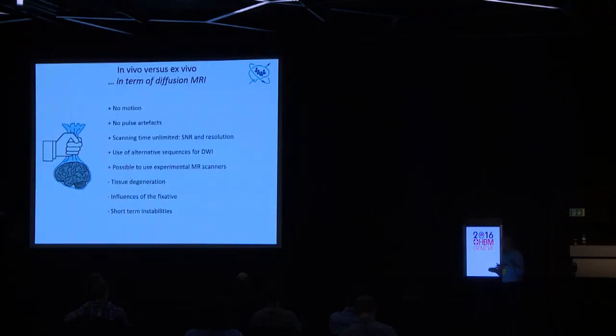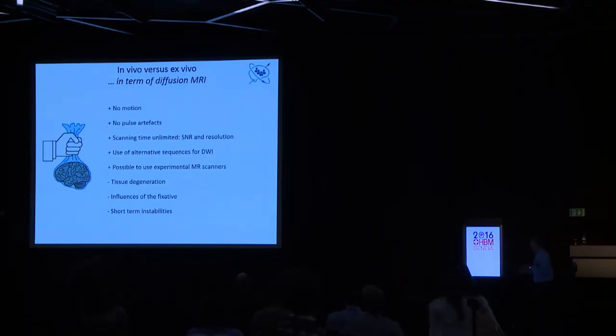So what is the good thing about going to post-mortem compared to in vivo? First of all, we do not have any motion. We have no pulse artifacts. Scanning time can be unlimited, so we can have high signal to noise, and we can have high resolution, more or less at the same time. We can use alternative sequences for diffusion-weighted imaging. Today, in vivo, we use the fast EPI sequences that are challenged with distortions and lack of signal to noise, but we can use very slow ones here because we have a lot of time.